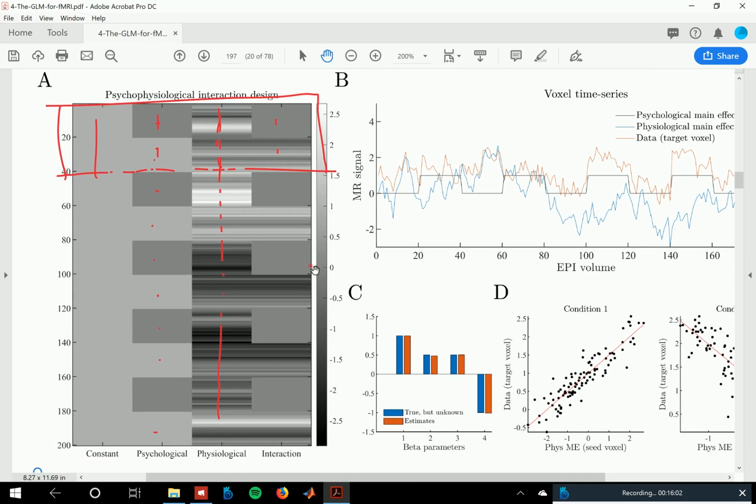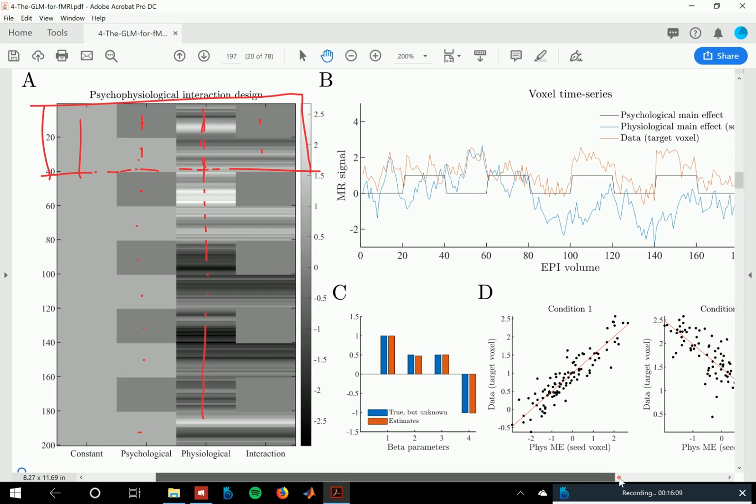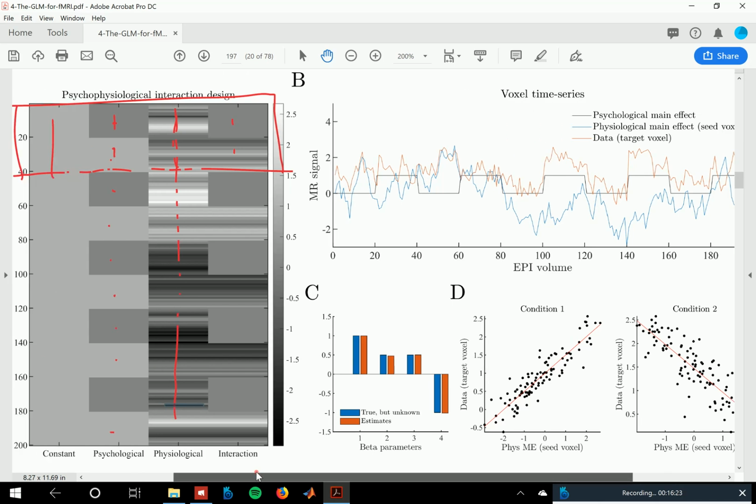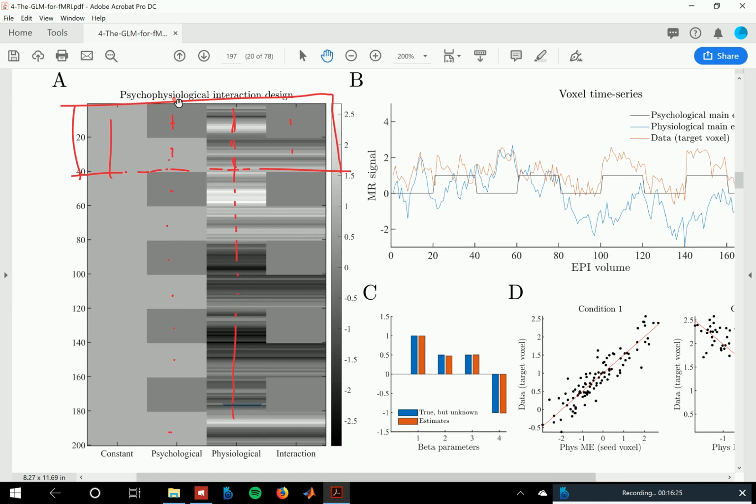So we use this design matrix to explain the data of each and every voxel, of course also the seed voxel. One example voxel is shown here. That's the red one, where I used the following parameters. For the offset, I used 1. For the psychological main effect, I used 0.5. For the physiological main effect, I used 0.5. And for the interaction regressor, I used a -1.